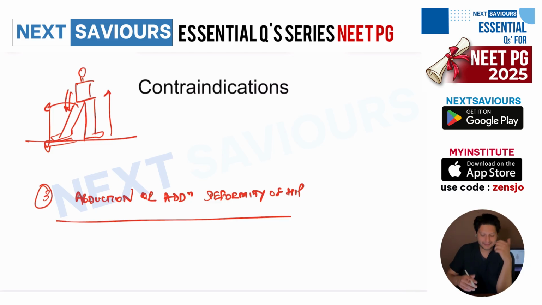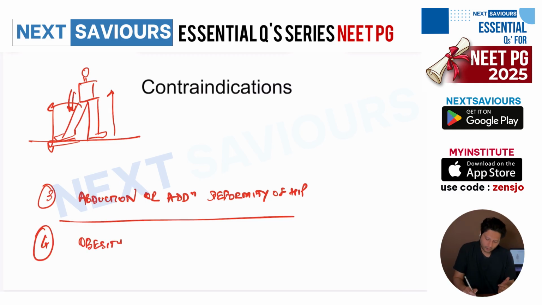Another point is adduction deformity. As I again told you, in case the hip joint is adducted, then obviously the pelvis will already be tilted and you cannot draw the correct inference on an already tilted pelvis, and that is why these are considered to be contraindications. The first contraindication, as I told you, is acute fractures and dislocation. The second one is painful hip, and the third one is the abduction or the adduction deformity. The fourth one obviously is obesity, where you cannot draw the inference based on the extreme fat which is arranged around the belly and the hip region. So I hope you have understood everything related to the Trendelenburg test.